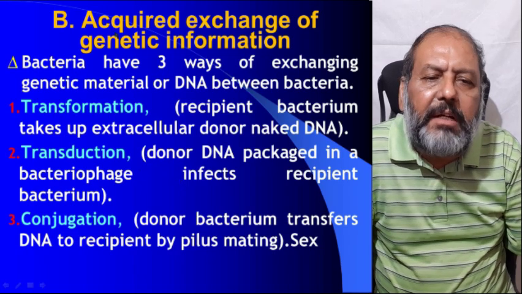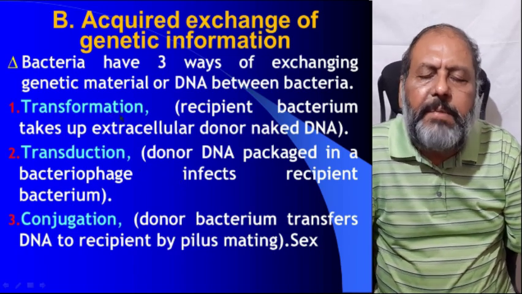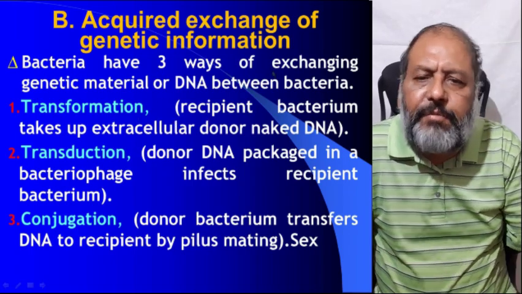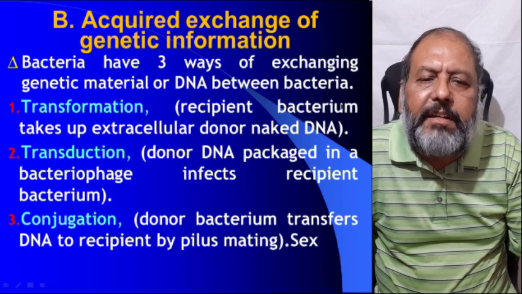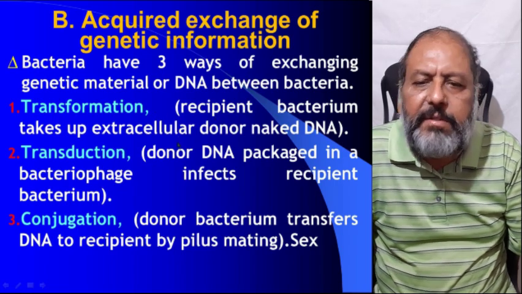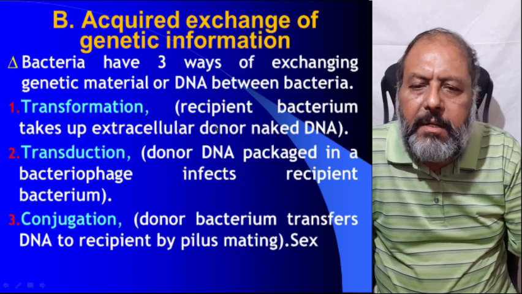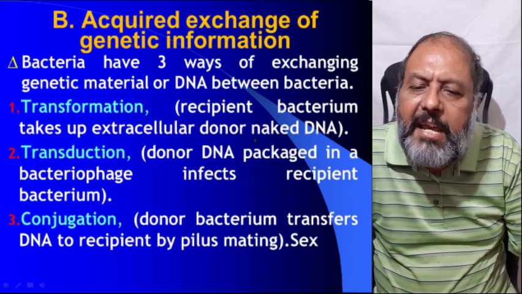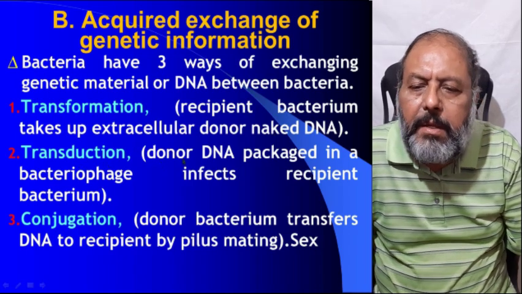Acquired exchange of the genetic information is the other way by which the bacteria do acquire the genetic information. Now, bacteria have three ways of exchanging genetic material or DNA between the bacteria, as I have already told you. Now here it is the transformation. The recipient bacteria takes up extracellular donor naked DNA.